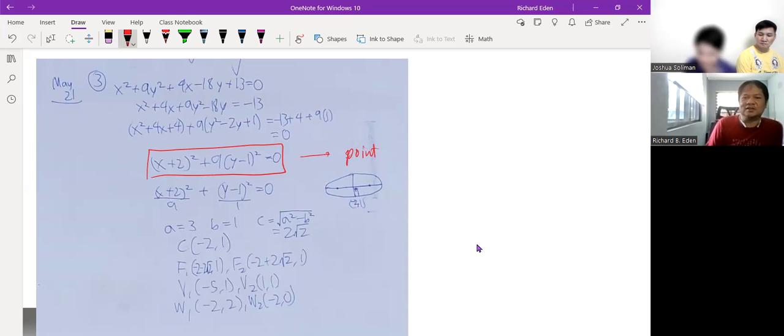What are the coordinates? -2, 1. Yeah, that's it. So there's no major axis to speak of, no minor axis.